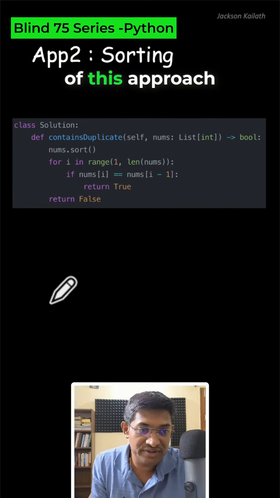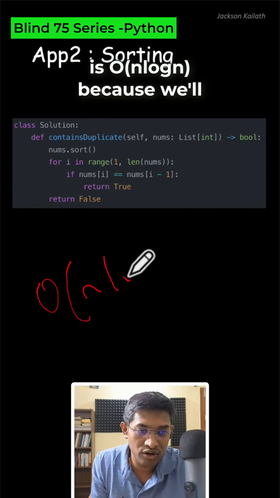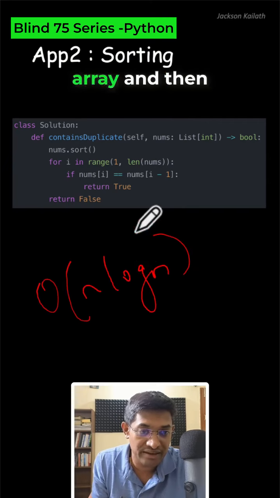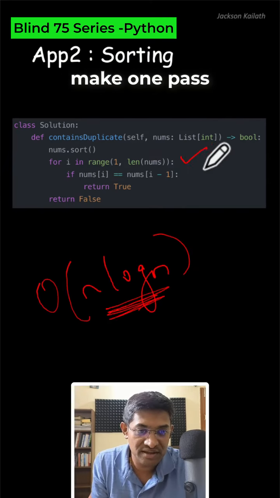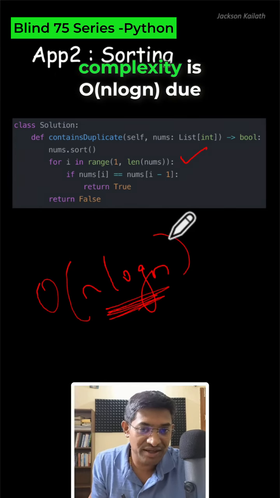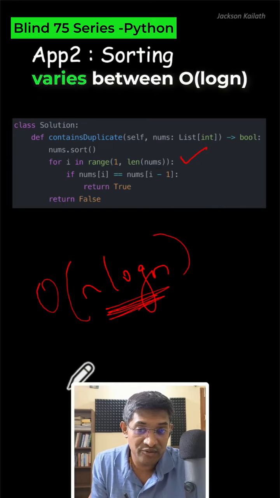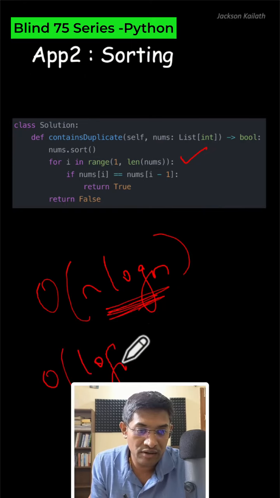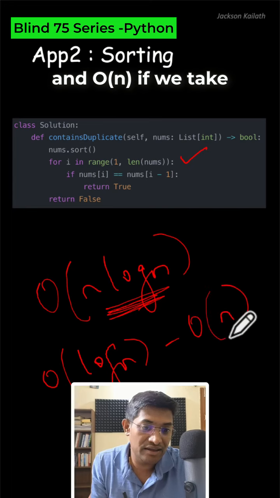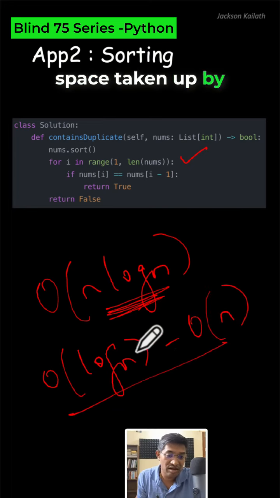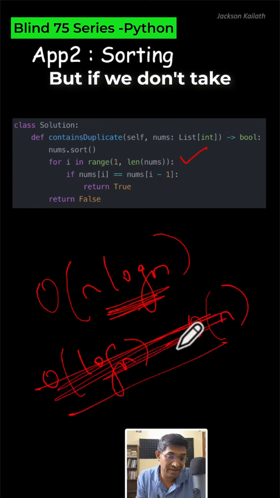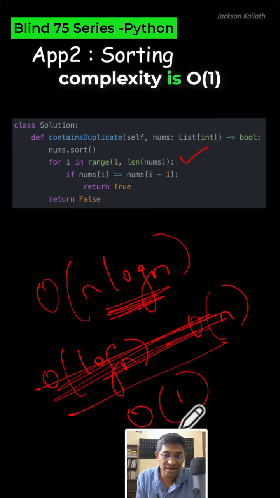The time complexity of this approach is O of n log n because we'll have to sort the array and then we'll just have to make one pass, which is an O of n operation. So the time complexity is O of n log n due to sorting, and the space complexity varies between O of log n and O of n if we take into account the space taken up by the sorting algorithm, but if we don't take that into account, the space complexity is O of 1.